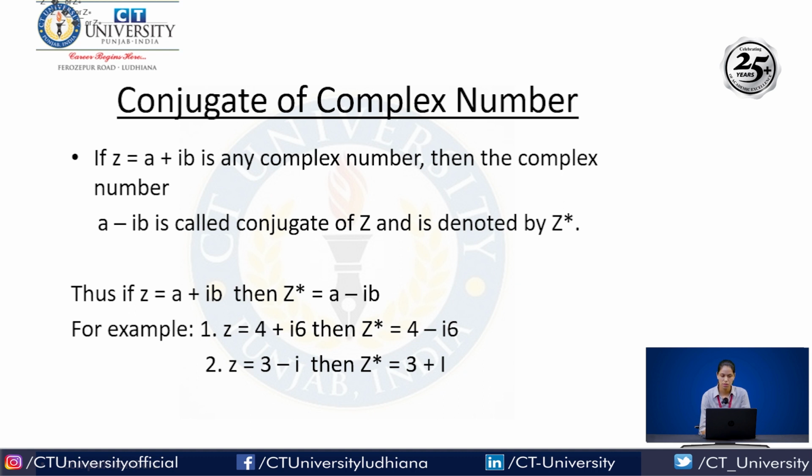So if my z equals a plus iota b, then my z conjugate, or z star, equals a minus iota b. We are just changing the sign from positive to negative or negative to positive. Taking the example z equals 4 plus iota 6, my z conjugate is 4 minus iota 6. So I can write it as z star, z bar, or conj of z, that is the conjugate of z. For the negative part, z equals 3 minus iota, then z conjugate is 3 plus iota. So it is the form where I change positive to negative and negative to positive. So this is the conjugate of the complex number.